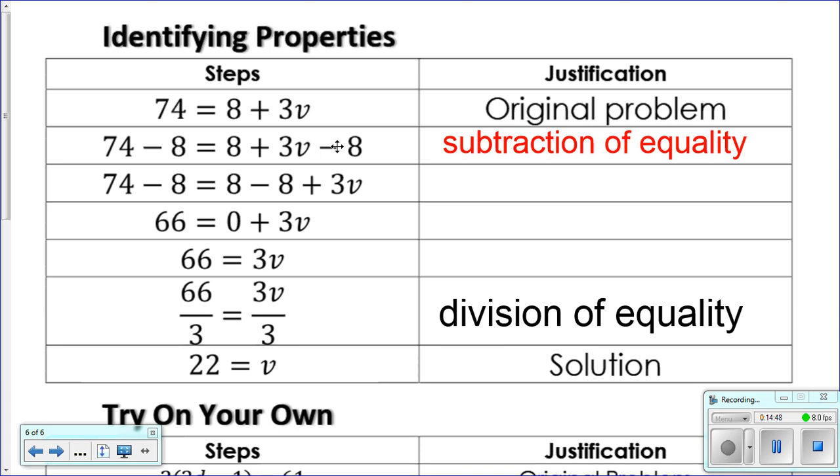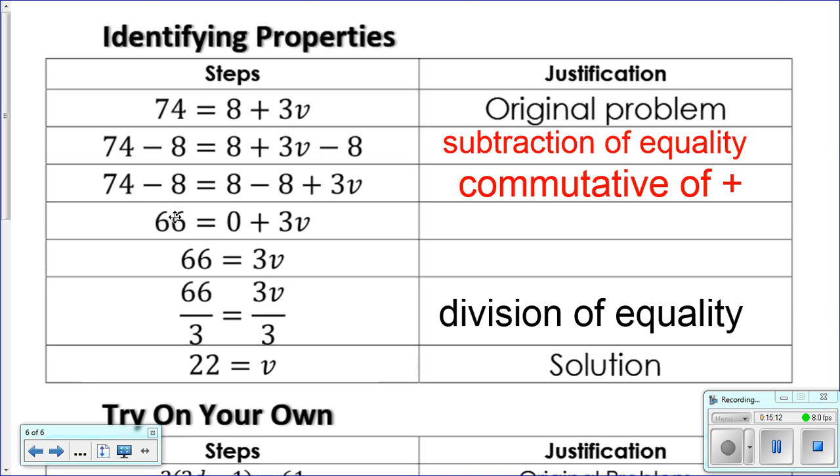Then, the difference between this line and the next line is that the negative 8 actually moved closer to the 8. That's the only thing that happened, is that we changed the order. So that's our commutative property of addition. And you do have to write of addition or multiplication. Okay? Then what we did is the 74 minus 8 became a 66.